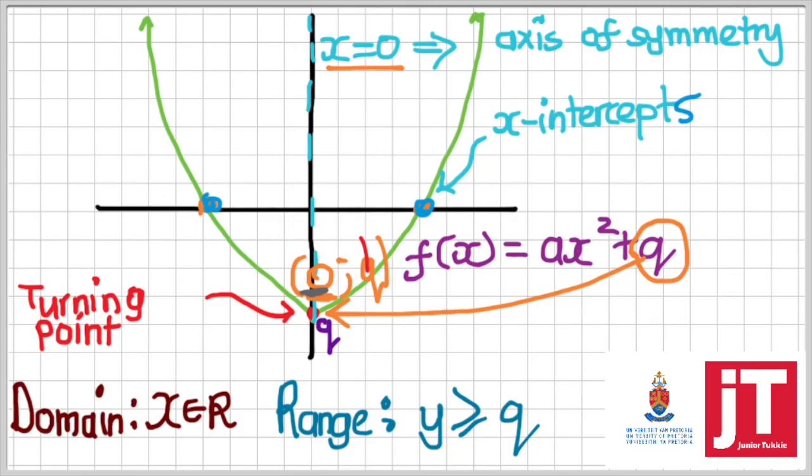The q happens to be the y value of your turning point, the q that we got from the equation. So that determines the lowest or the highest value depending on its shape. If it was concave down, then we would have to reverse it to y is less than or equal to q as well.